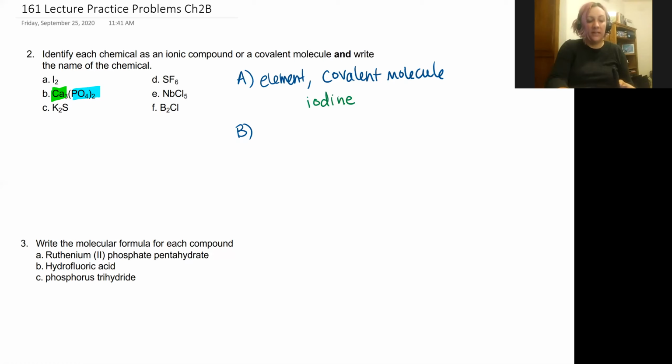So first that makes this ionic. Calcium is in the second column of my periodic table, so it has a predictable charge. My PO4 might not be something that I'm very familiar with, and so I'm going to run to my polyatomic ion chart and look it up. It's going to be phosphate. So I'm going to name this as calcium phosphate.